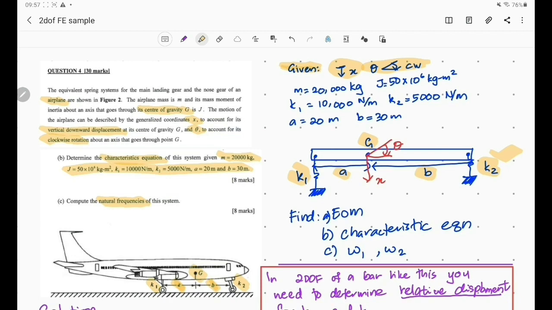Okay, so let us take a look at how we solve this problem. First, of course, you would want to get the equation of motion, the characteristic equation. So this is also actually part A, which is always the EOM. I cropped that part because they ask you to use Lagrange, but here we want to use Newton's second law first. Then we want to find the natural frequencies. That means you want to get omega 1 and omega 2.